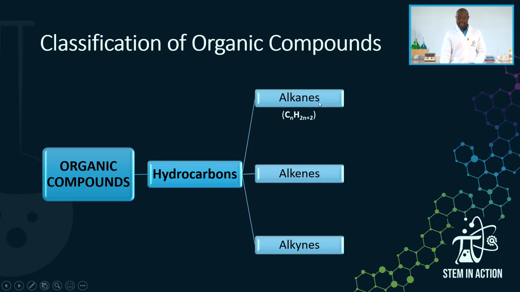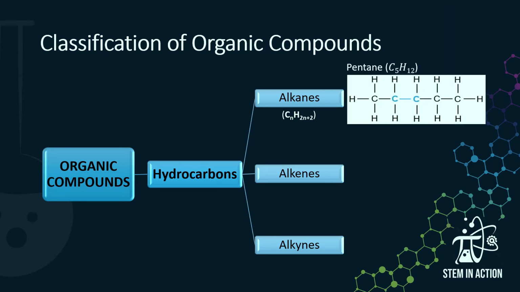So for alkanes, the general formula is CnH2n+2. And what you notice there is that the number of hydrogens is going to be double those of the carbons plus 2 extra hydrogens. And an example there is pentane. Pentane means that we have 5 carbons, 1, 2, 3, 4, 5 carbons. And this is the structural formula, and this is the chemical formula.